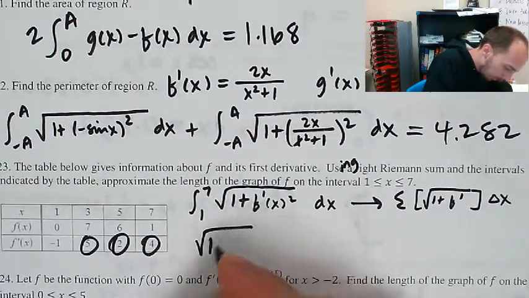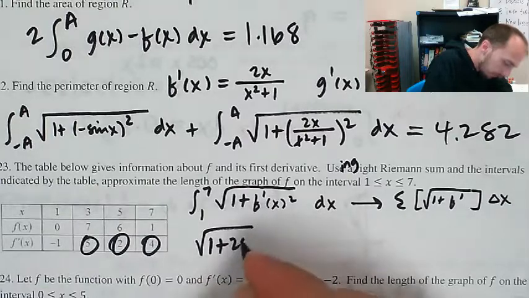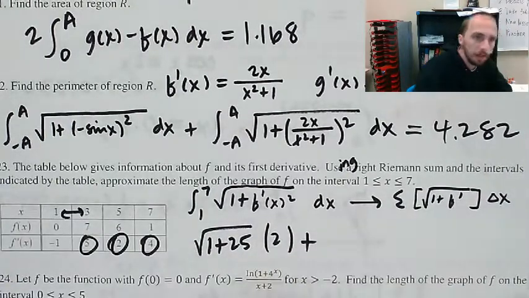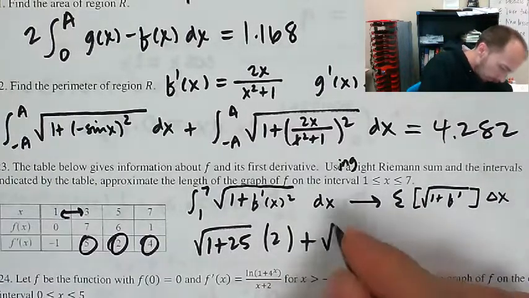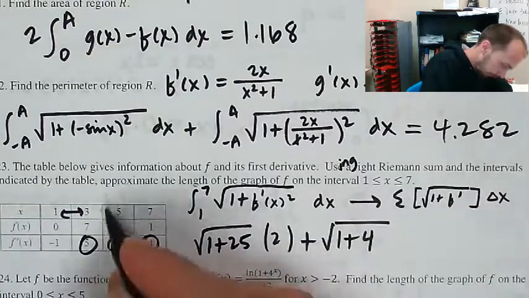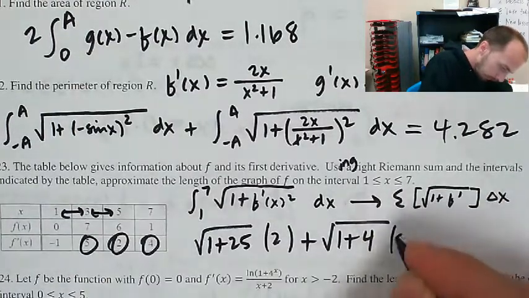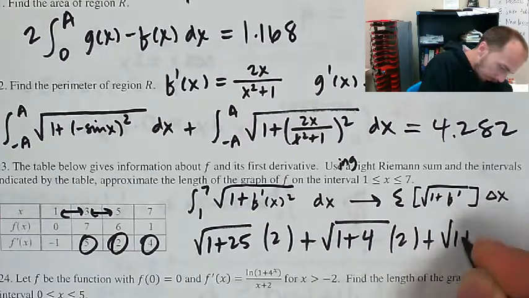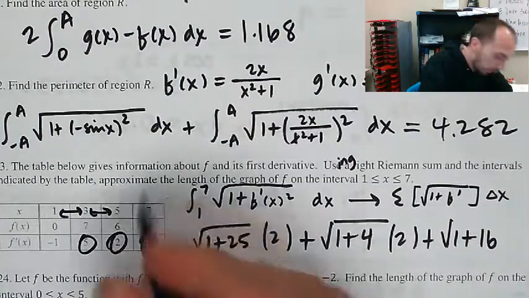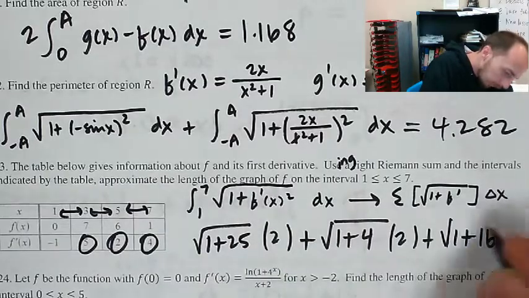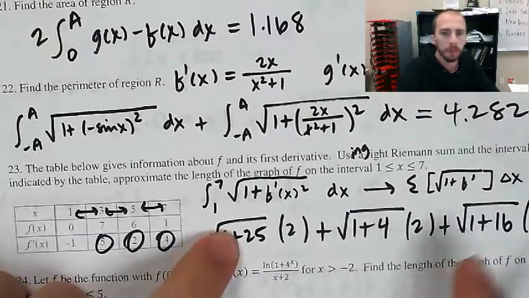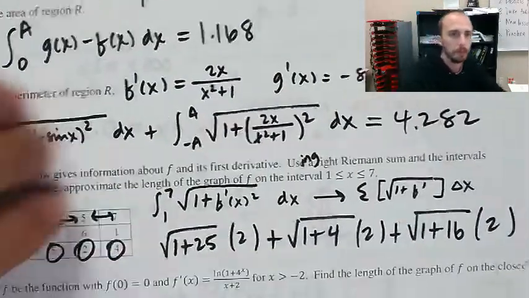So it would be the square root of 1 plus dy dx squared multiplied by delta x, plus 1 plus dy dx squared delta x, that's another 2, plus 1 plus dy dx squared would be 16. Okay. Width, again 2. And that's good enough, right? We don't know the square root of 26, 17, and 5. Okay. We could combine those.